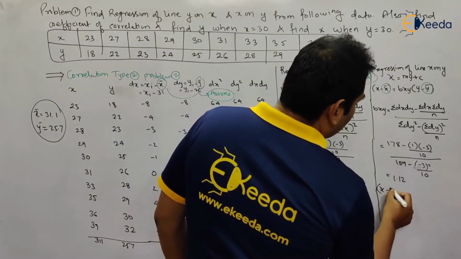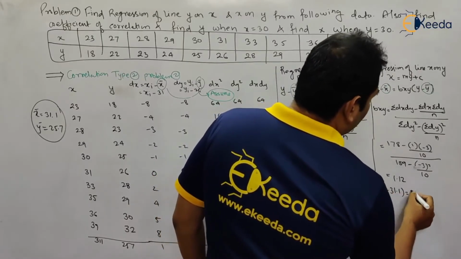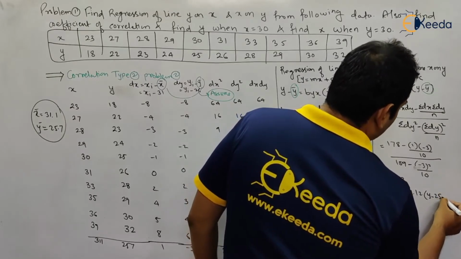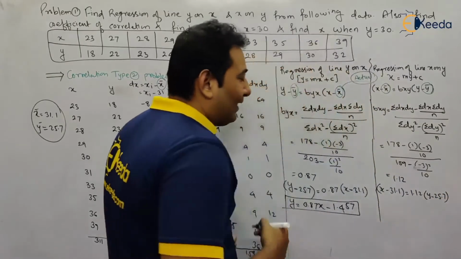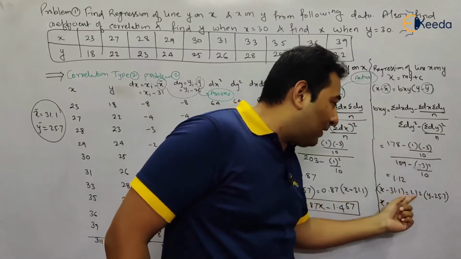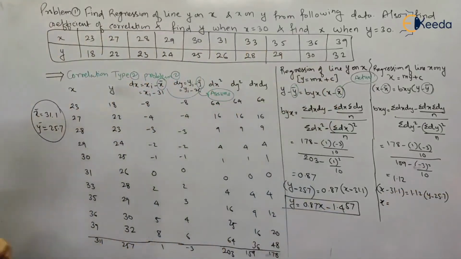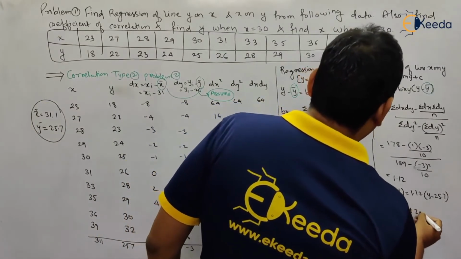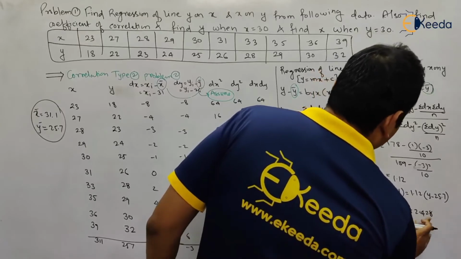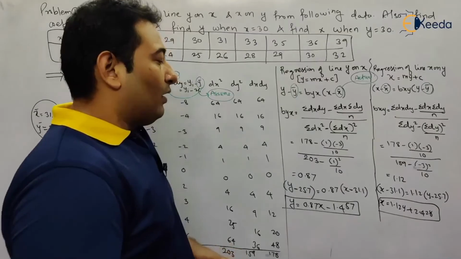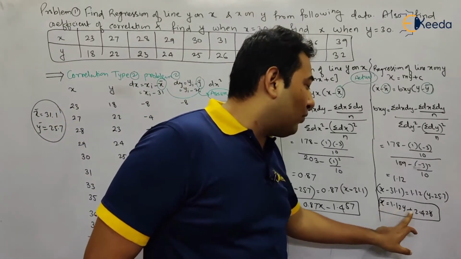Next, x minus x bar 31.1, bxy is 1.12, y minus y bar is 25.7. Again calculation. So x equal to, this will go to that side and will become plus, and this into this will become minus. So if you perform this calculation, you will get 1.12y plus 2.428. So this is your regression of line x on y. See, this is in the format x is equal to my plus c.